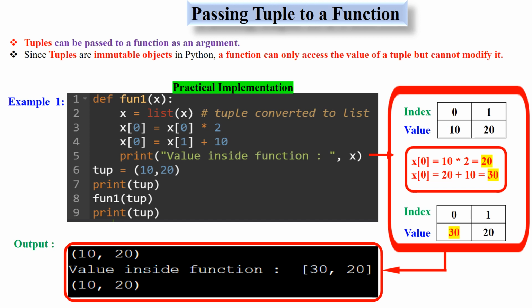The important thing to note is that tuples are immutable in Python, meaning their values cannot be changed once assigned. However, when the tup tuple is converted to a list inside the fun1 function, modifications can be made to the list elements. However, these modifications do not affect the original tuple referenced by tup outside the function, which is why the final output of print tup remains unchanged as tuple holding elements 10 and 20.